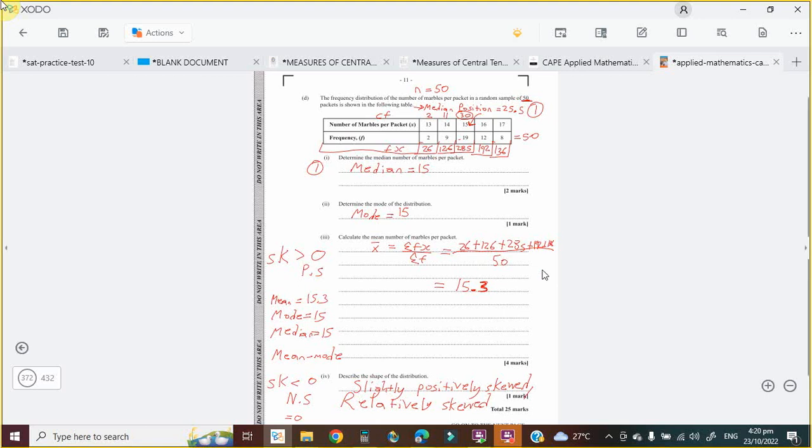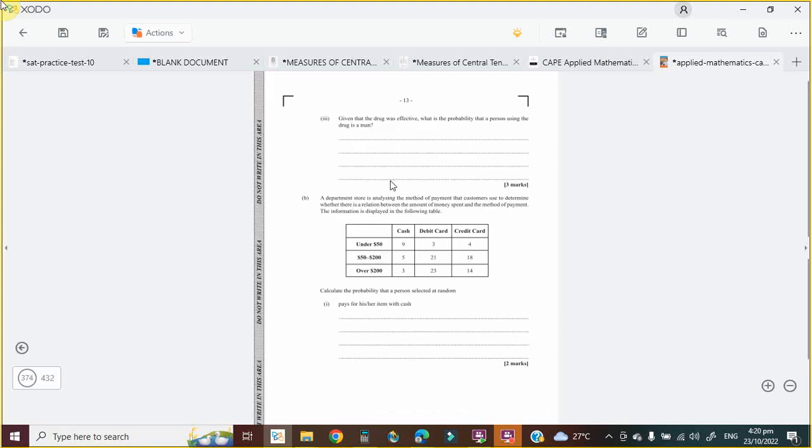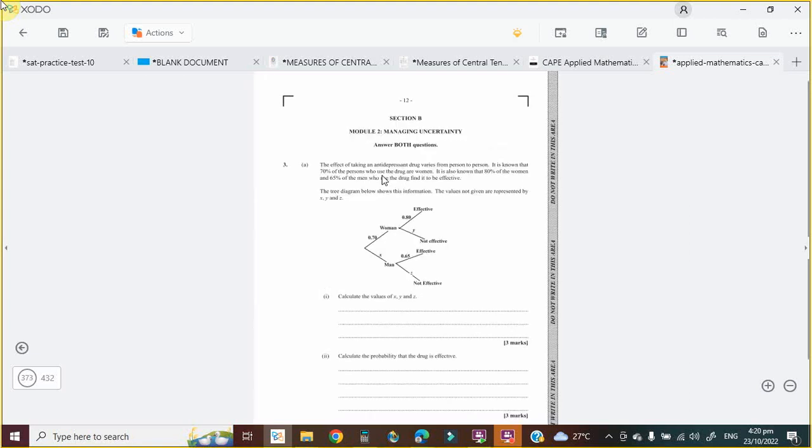And that's it. So module 1 done. Isn't this paper very easy? Then we get into add math stuff again. Tree diagram. Easy, don't? Contingency table. So gentlemen, this was easy, don't?